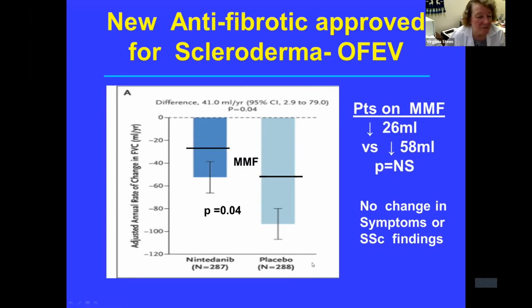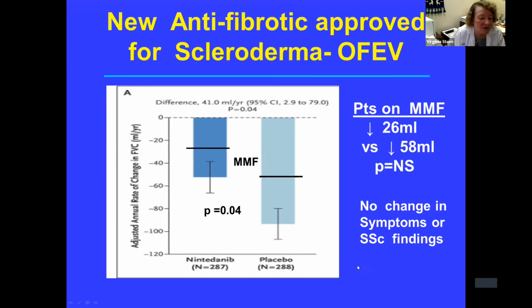But about half the patients were on background mycophenolate. And if you can see the difference here, there was a 26 milliliter loss in those on nintedanib and mycophenolate versus 58. And that was not statistically significant. And actually this 32 milliliters is about the normal loss that normal people show.